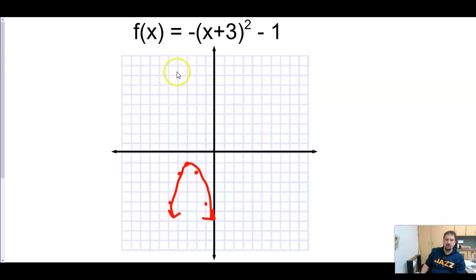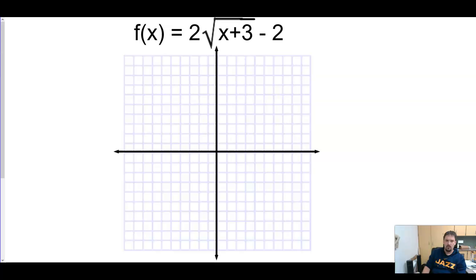So normally the graph would come right here, and then come up. It should look more like a U. But this time it shifted over, shifted down, and then flipped. That's what all my transformations did that took place.